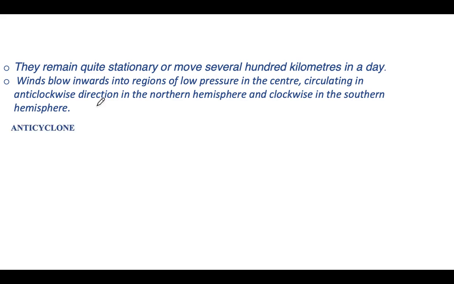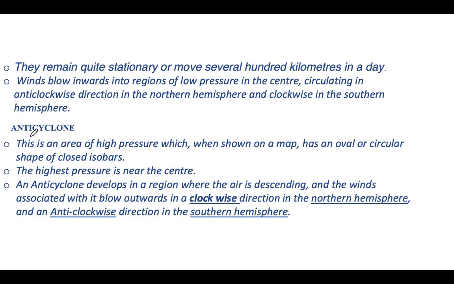Then we can also look at anticyclones. We can define an anticyclone as an area of high pressure which, when shown on the map, has an oval or circular shape of closed isobars. I'll show you from the diagram. The highest pressure is near the center. So the center has high pressure, opposite to the cyclone. That's why these are said to be anticyclones.